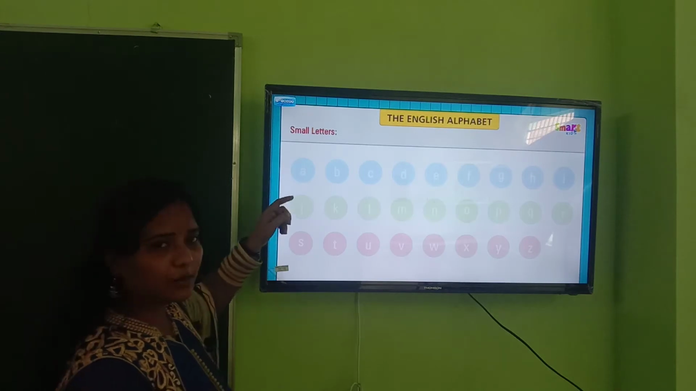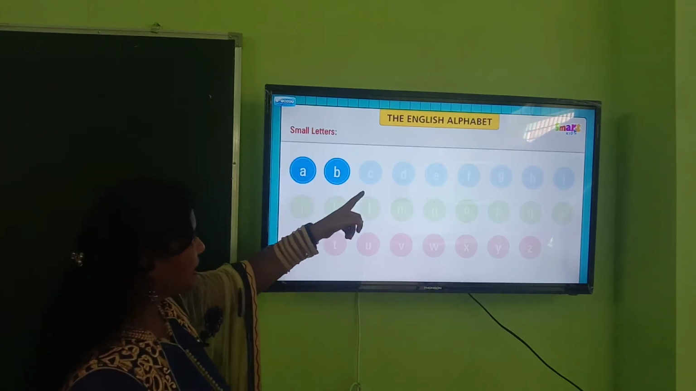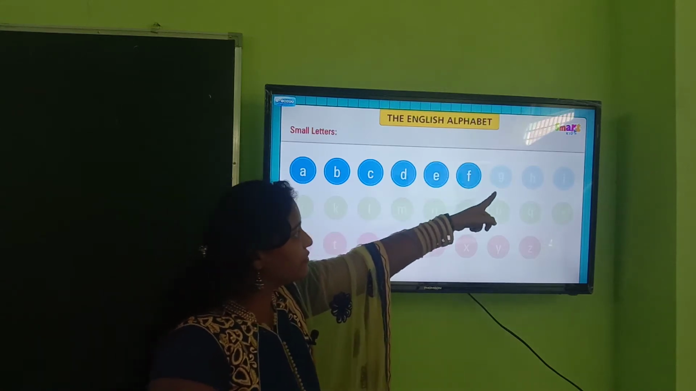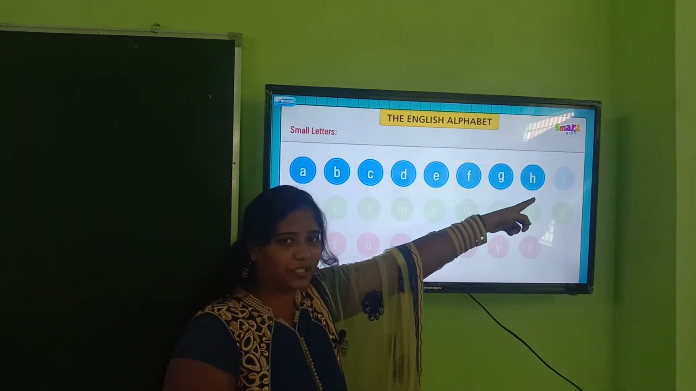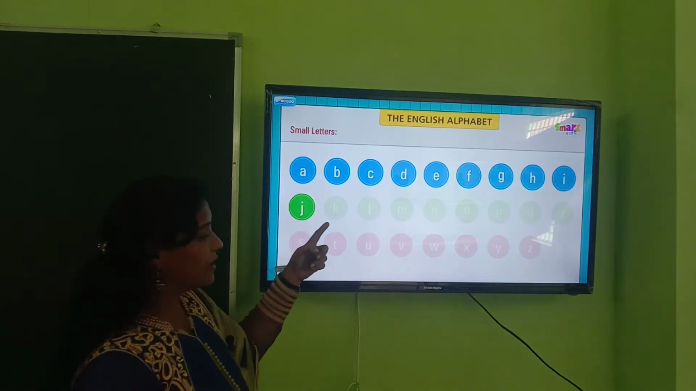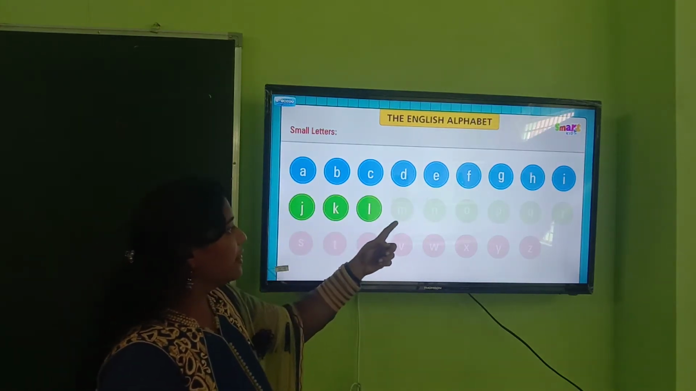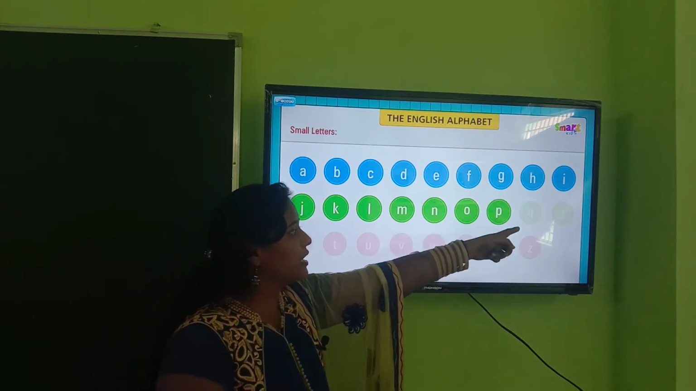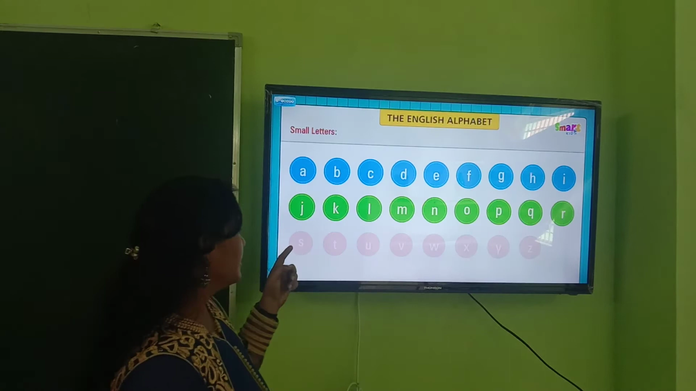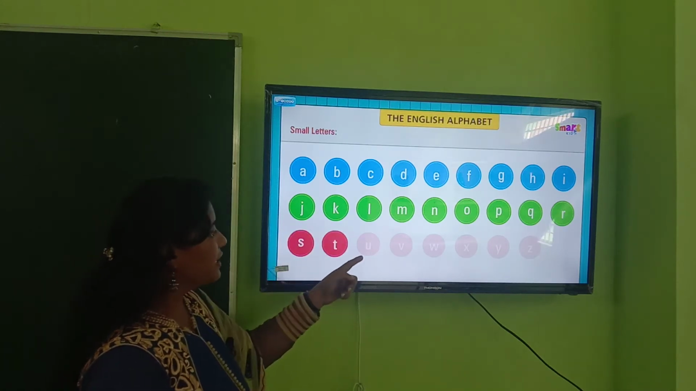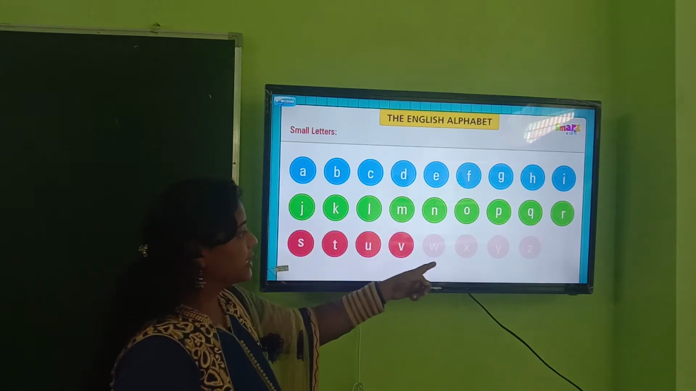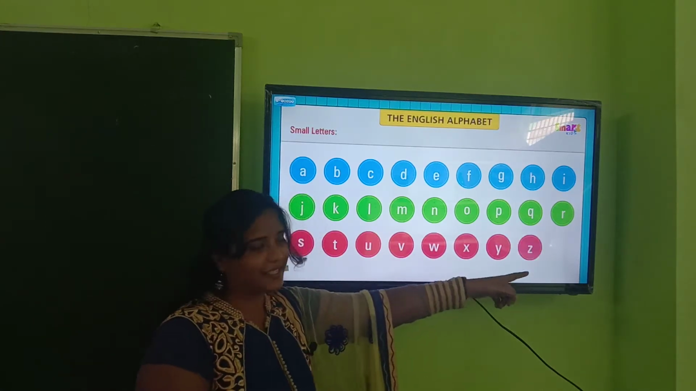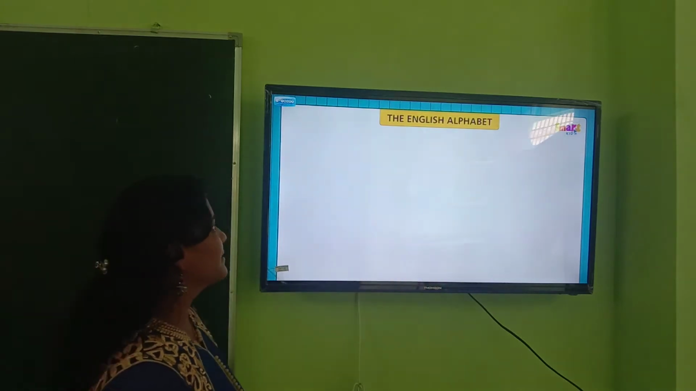Now let us see the small letters: a, b, c, d, e, f, g, h, i, j, k, l, m, n, o, p, q, r, s, t, u, v, w, x, y and z. These are called small letters.